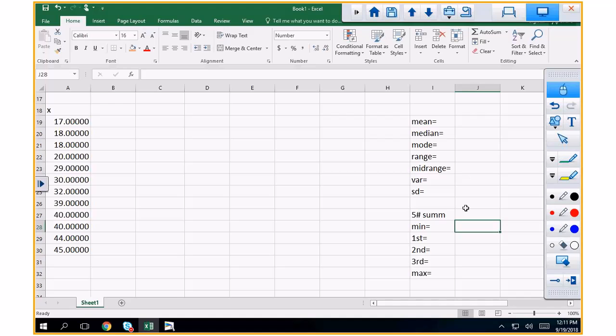So I'm going to go ahead and do the min. I'll do that for you. I'll calculate the max for you also. There. I did that much for you. You're welcome.